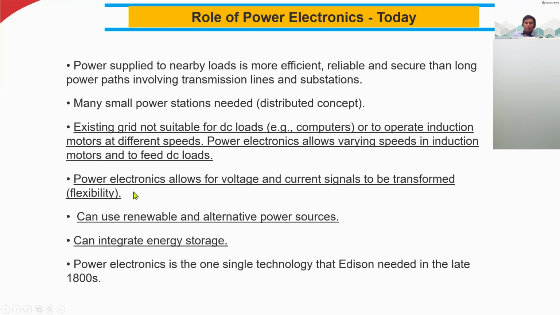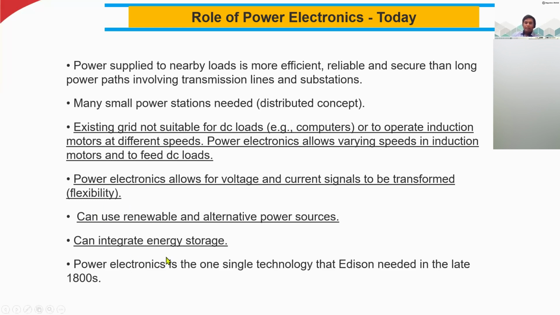So power electronics allows for voltage and current signals to be transformed, and we can use renewable and alternate power sources. For example, windmills we can use to generate power, which is sustainable energy, and we can use solar panels to generate power. So in these kinds of power systems, we are using power electronic devices, for example, SCRs, thyristors, power diodes, and so on. Without those devices, I'm not sure we can really use these kinds of power systems.